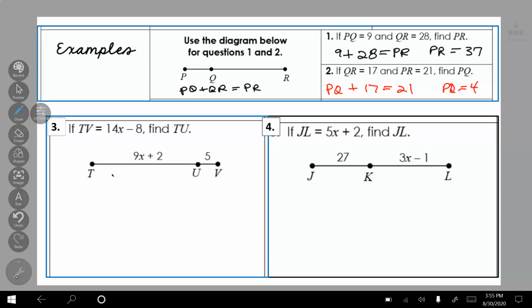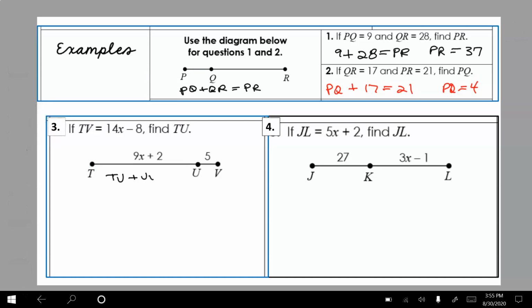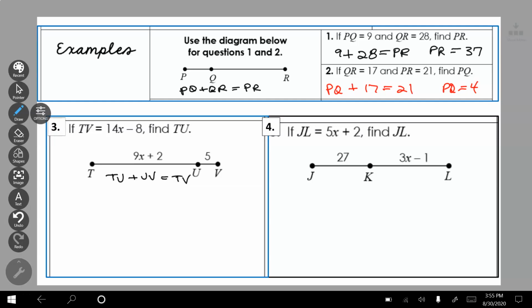So I know given TU plus UV is equal to TV. Well, let's see, what do I know? I know TU is equal to 9x plus 2. UV is 5, but I'm given here at the top 14x minus 8 is the length of the whole long segment. I'm going to use my basic Algebra 1 skills. 9x plus 7 is equal to 14x minus 8.